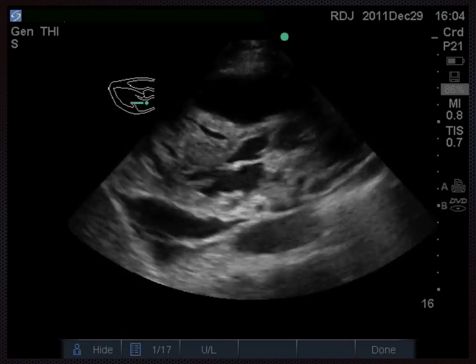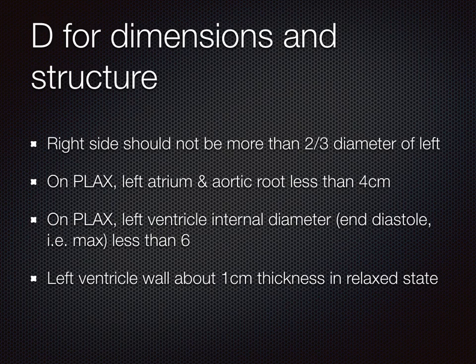So D stands for D for dimensions and structure. Now this is really about looking at the main architecture, recognizing the view and seeing if all areas conform to sort of normal expected dimensions and ratios.